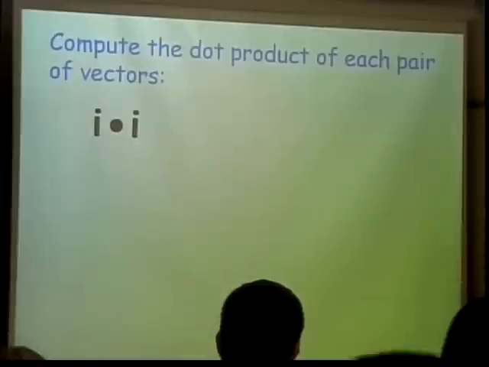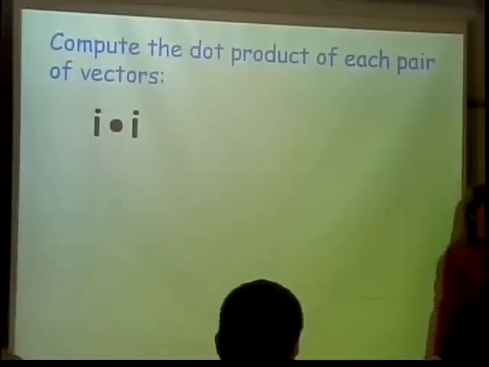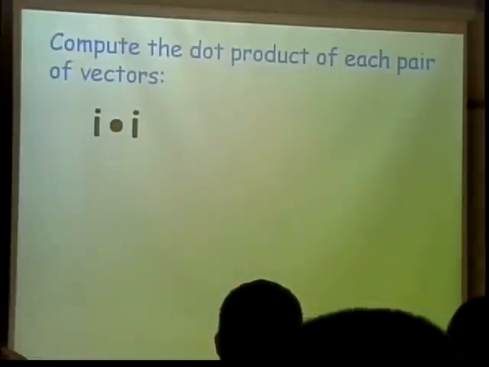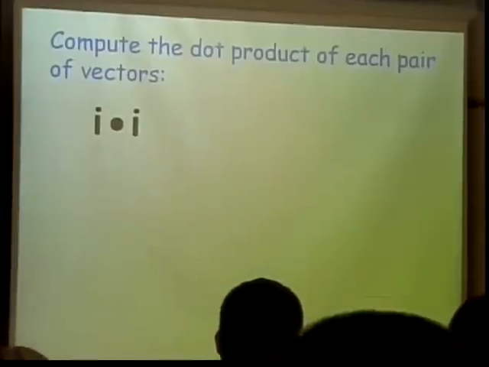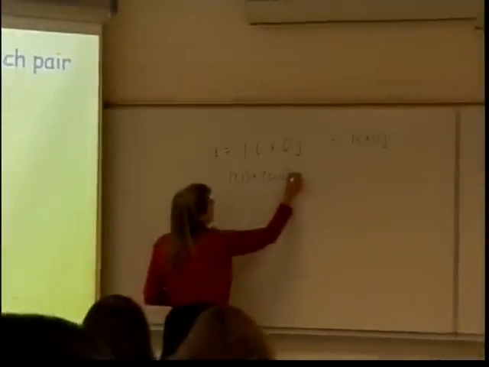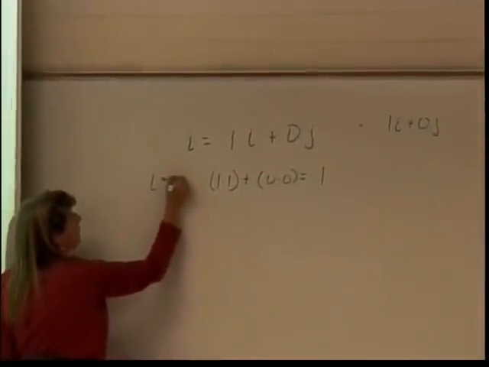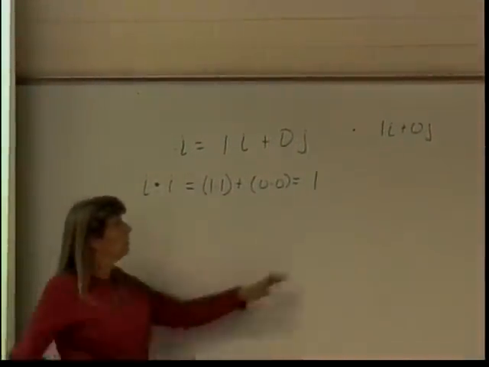So we're taking 1i plus 0j and we're dotting it with 1i plus 0j. So when we do our dot product, what do we get? Well, we'll get 1 times 1, plus 0 times 0, and that will be 1. So i dot i is going to be 1.